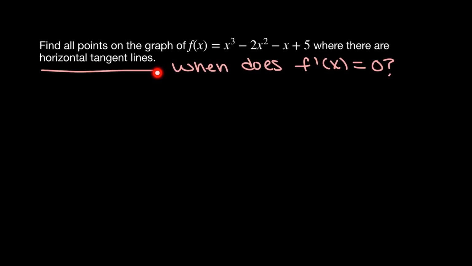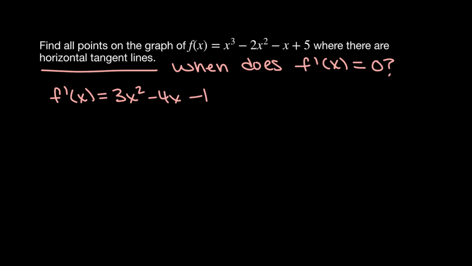Okay, tangent line, I'm thinking derivative. A horizontal tangent line would be a place where the slope is 0. Horizontal lines have slopes that are 0. So a horizontal tangent line is a place where the derivative is 0. If the derivative is the slope of the tangent line, then a horizontal tangent line has to have a derivative of 0.